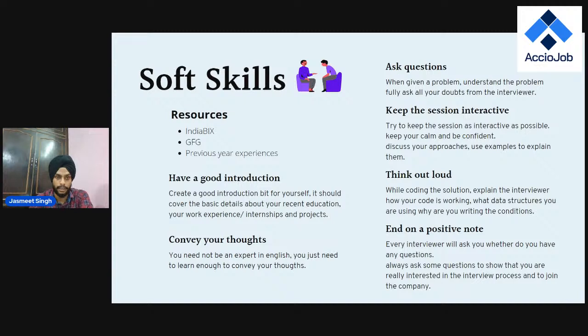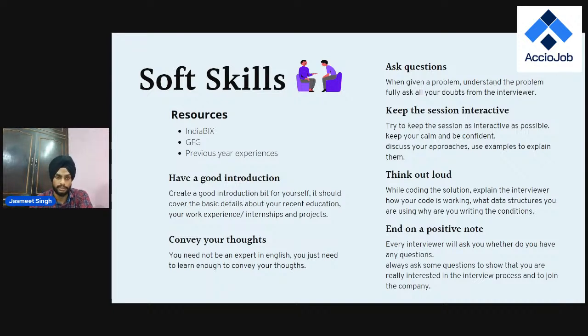Also, when it comes to resources, you should use IndiaBix. That is a great resource for learning soft skills and some questions around it. It will also help you in an HR round. And next, GFG has some articles on how to perform in an interview when it comes to soft skills. Also, learning from previous year experiences will help you a lot. Learning from someone's mistake will surely help you not to make it.